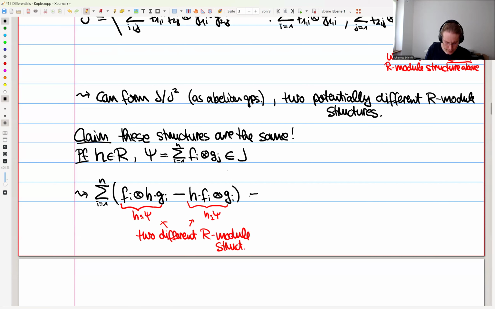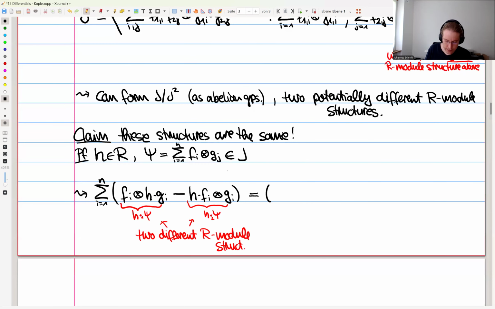But then in this sum here, we can stare at this for a bit and see that this actually factors as a product of the original thing, f_i tensor g_i, times 1 tensor h minus h tensor 1. Just because if you multiply this thing out, then this times the sum gives the first part, and this times the sum gives the second part.